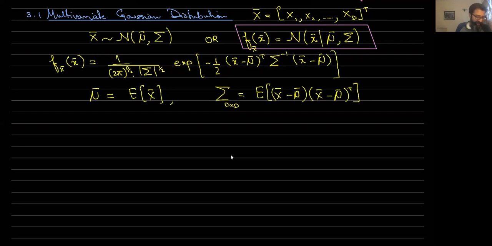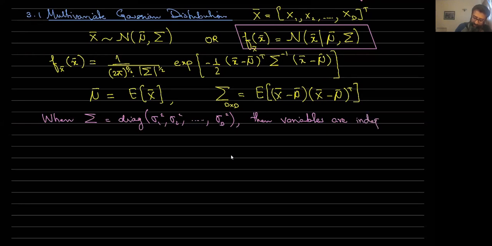So what I was saying was about the diagonal. The point was, when sigma equals diagonal of sigma 1 squared, sigma 2 squared, to sigma d squared, then the variables are independent. Why are they independent, by the way? Remember, when the covariance matrix is a diagonal matrix, what this actually means is that the random variables are uncorrelated, right? And we know for a fact that for Gaussian random variables, when they're uncorrelated, those random variables must be independent as well. That's why, right?